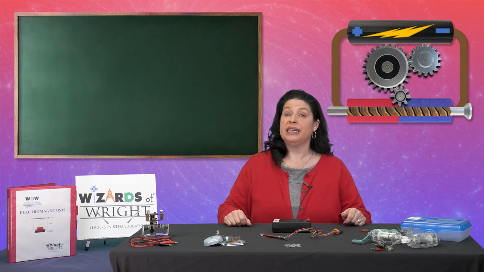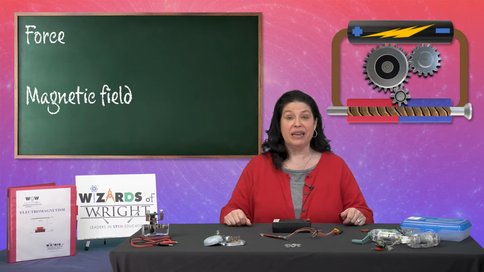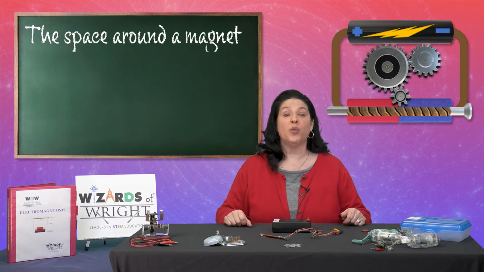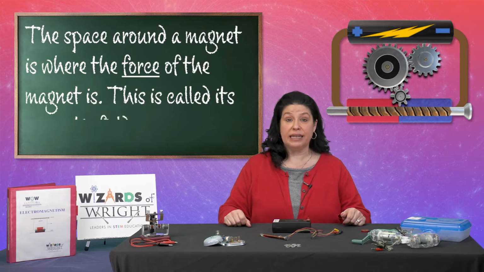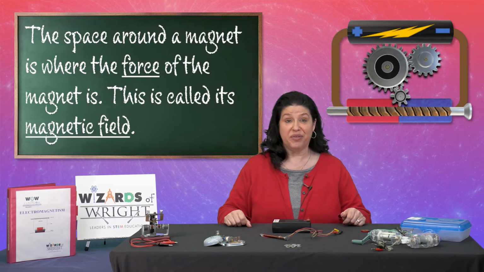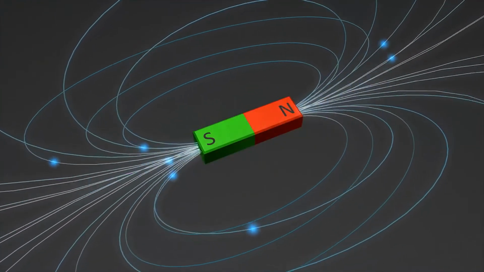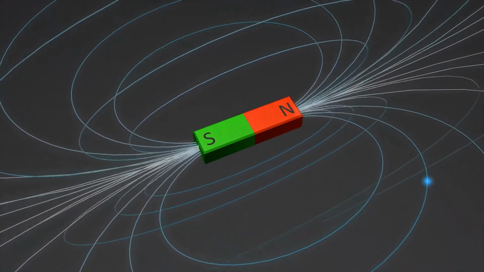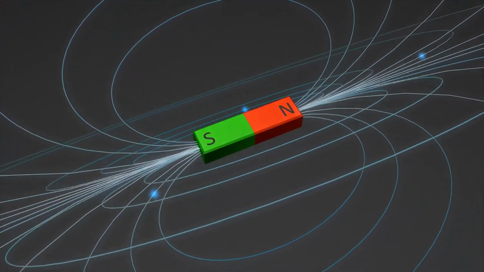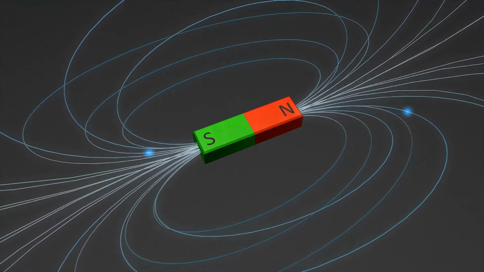Let's take it one more step and talk about force and a magnetic field. The space around a magnet is where the force of the magnet is. This is called its magnetic field. A magnetic field can be seen when we draw the magnetic lines of force that begin on the north pole of a magnet and end on the south pole of a magnet.